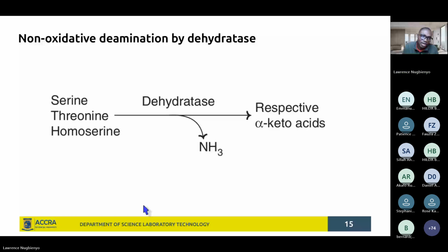Now you can have non-oxidative deamination by different processes. These we are looking at: non-oxidative deamination by dehydratase. It's an enzyme, meaning it's going to be involved in what? Dehydration, together with removal of the amine group. And this will be with the amino acids serine, threonine, and homoserine. Take these amino acids and see what is common with them. You see in the side chain, they have a hydroxyl group: OH, OH, OH.